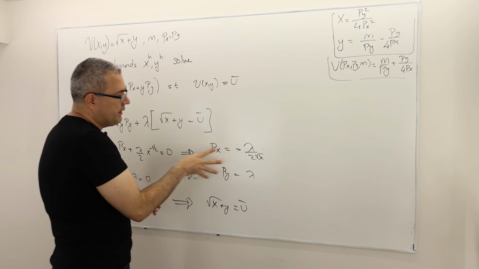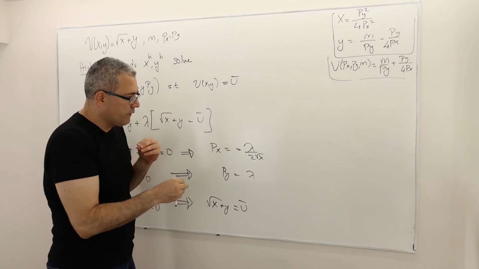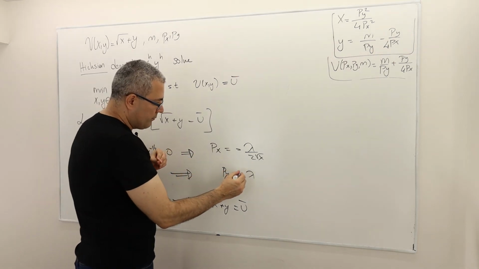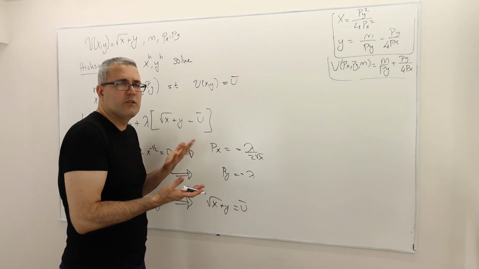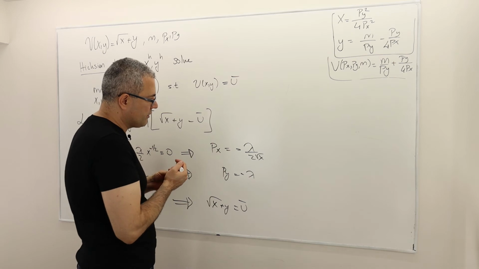All right, so from these two, I can actually solve x, right? By the way, this is also minus. Today, for some reason, I'm making too many mistakes. I don't know what's wrong.